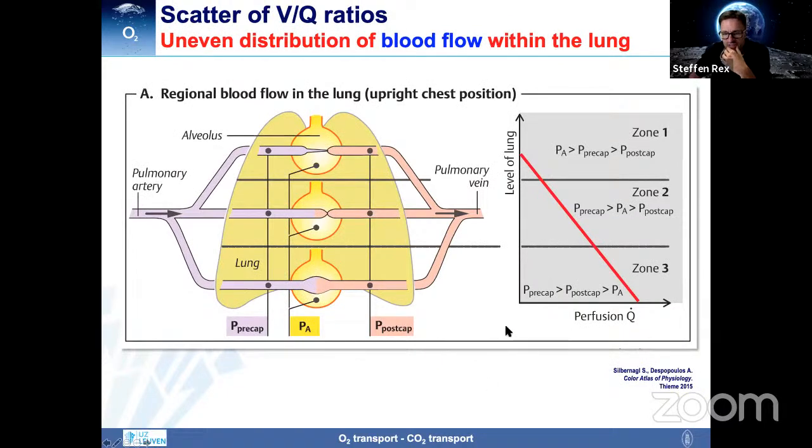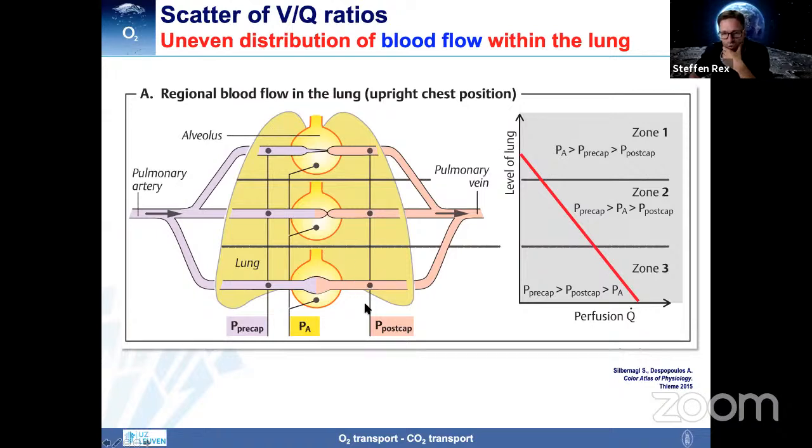The problem is in a supine patient, and even more in a standing, upright patient, you have the gravitational forces that come into action. That means that in the tops of the lungs, you have less pressure. These are the lung tops, this is the bottom of the lung, and both the air and the blood follow the gravitation.